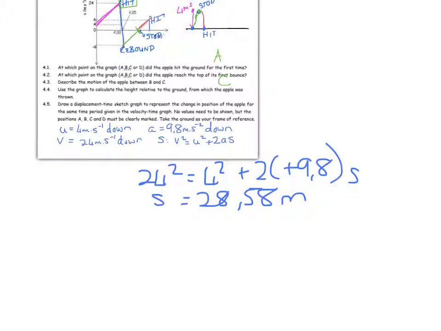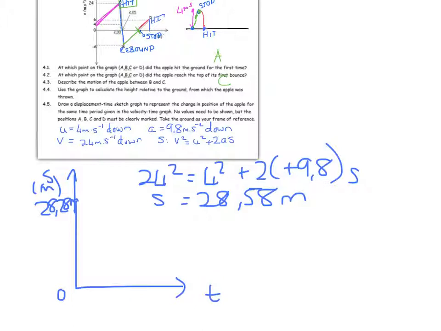Last question, draw a displacement time sketch graph to represent the change in position of the apple for the same time period given in the velocity time graph. No values, but the positions A, B, C, and D need to be clearly marked. Take the ground as your frame of reference. So I must start. Frame of reference means that has to be the 0 point. So here we go. 0 is the ground. I start, remember, up 28.28 meters. And that is my displacement, measured in meters.